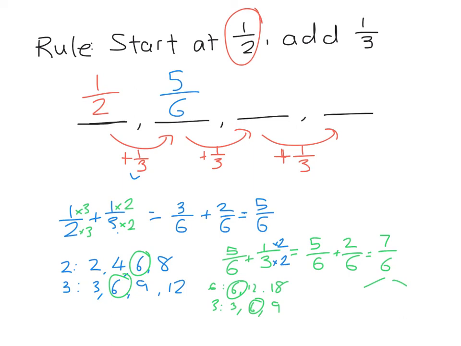We can split up 7 over 6 into 6 over 6 and 1 over 6. And the reason why I split it like that is because I know 6 over 6 is the same thing as a whole, and that'll make it a little bit easier for me. So now I have 1 whole plus 1 over 6. 1 and 1 over 6. All right, let's fill that in.